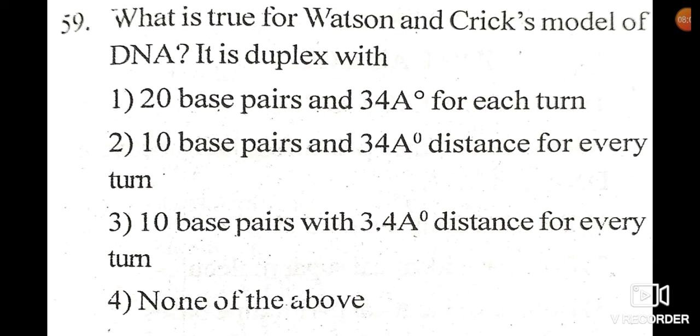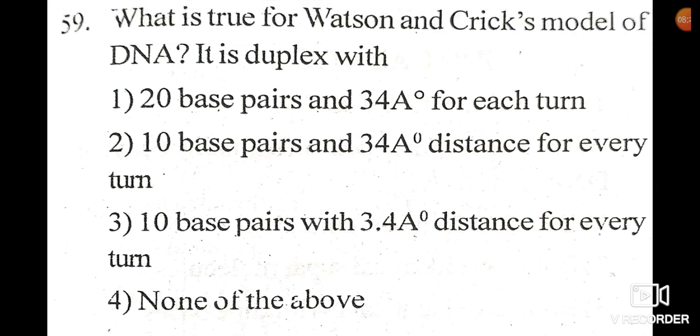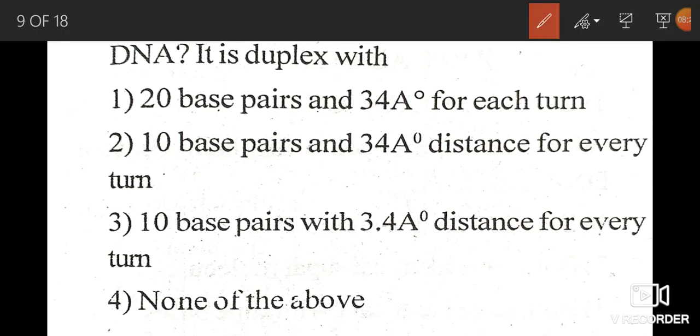Question number 59. What is true for Watson and Crick's model of DNA? It is duplex with. So in this, the right option is 2. 10 base pairs and 34 angstroms distance for every turn.